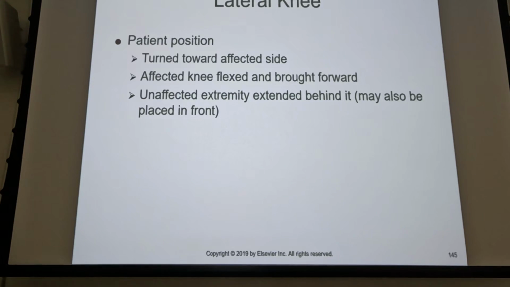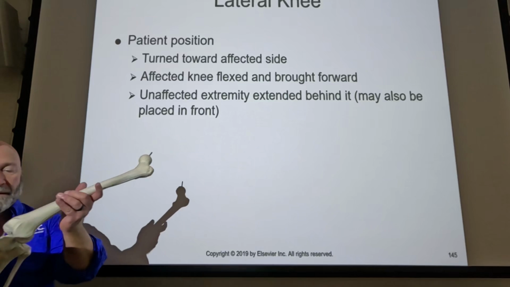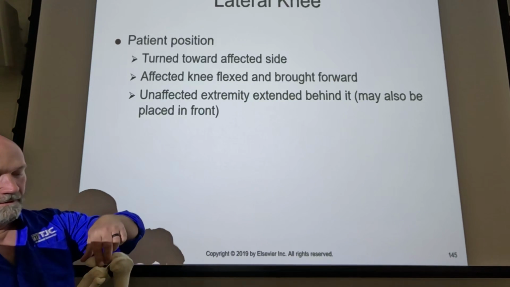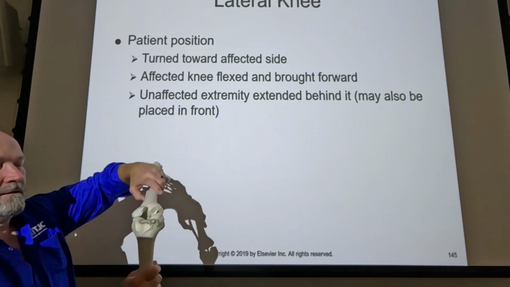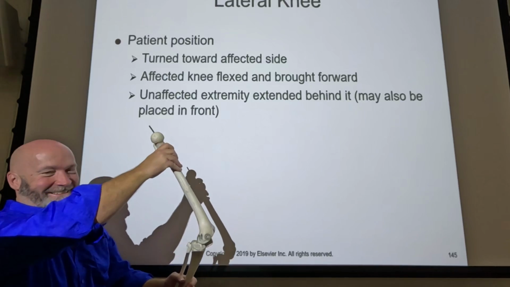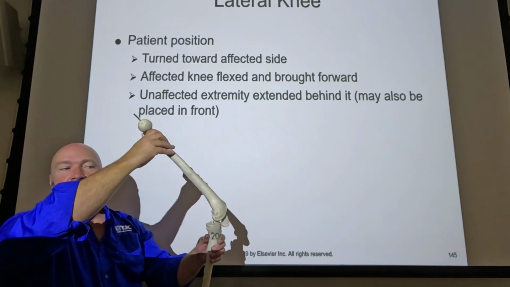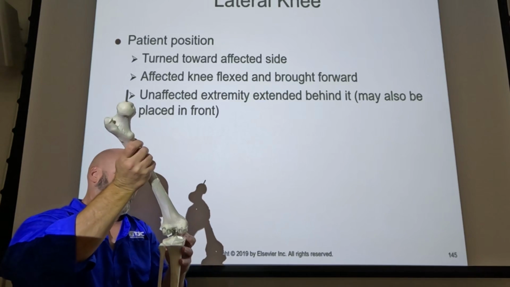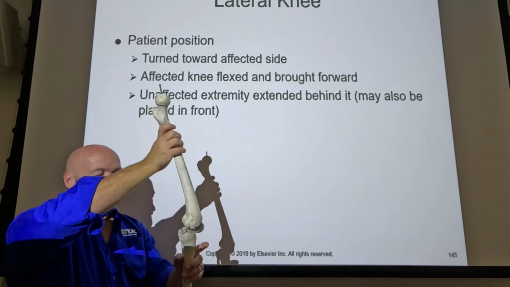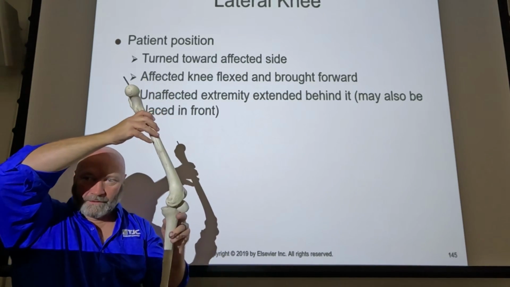So you're going to turn towards the affected side, and you want to put about a 20 to 30 degree bend in the knee. And that's going to look like something about like that, okay? So if you bend any more than that, or you straighten any more than that, what you're going to get is a decrease in the joint space between the tibia and the fibula, okay?